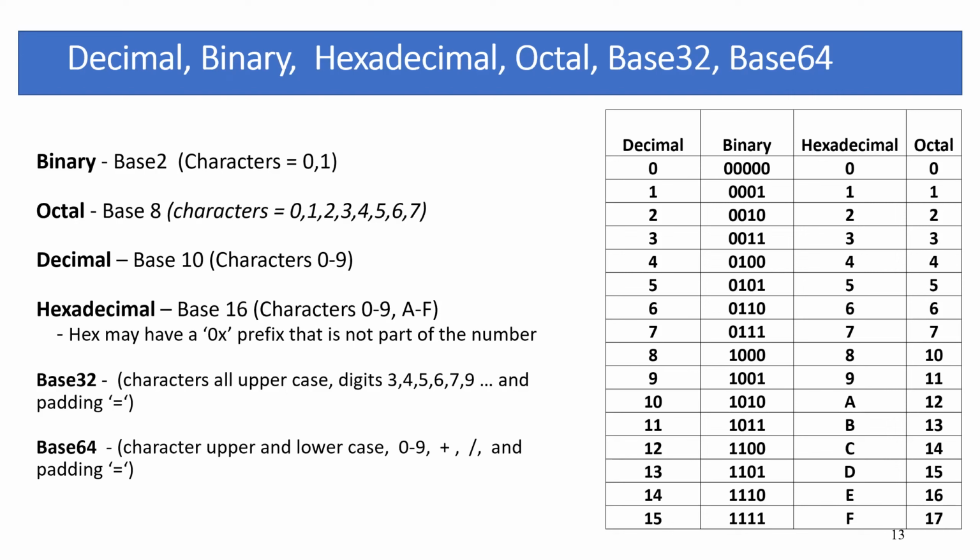The difference between base 32 and base 64 is base 64 is upper and lowercase. So if you see a string of characters, upper and lowercase and numeric, and you see that padding, those equal signs, it's probably base 64. If it's all uppercase with that padding and numerics, it's probably base 32. Base 64 is very popular. You don't really see base 32 much. So in terms of popularity, you're going to see binary, decimal, hexadecimal, and base 64. Rarely will you see octal or base 32.